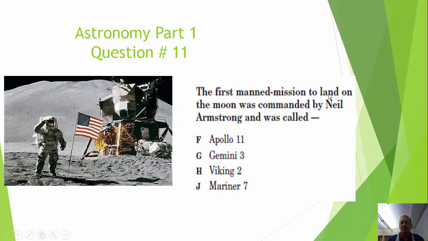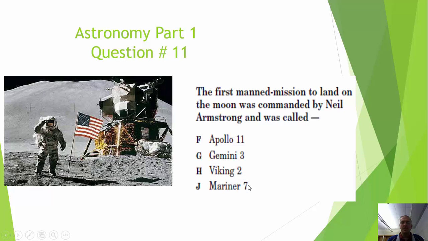The first manned mission to land on the moon was commanded by Neil Armstrong and was called, is it F, Apollo 11? It's a pretty good answer. Let's move on to the rest of them. Is it G, Gemini 3? Gemini was actually the second NASA manned mission program. The first manned mission program was Mercury, which is not on this list, but Mercury was the first mission that sent anyone up into space. Gemini was the second, which had 2 people aboard each ship, and Apollo actually had 3 people aboard each spaceship.